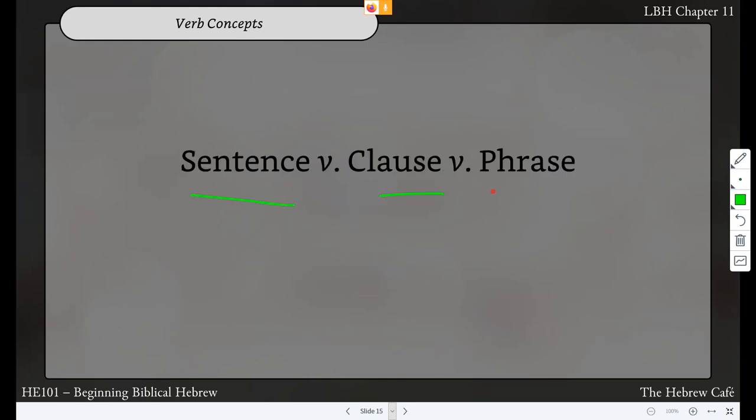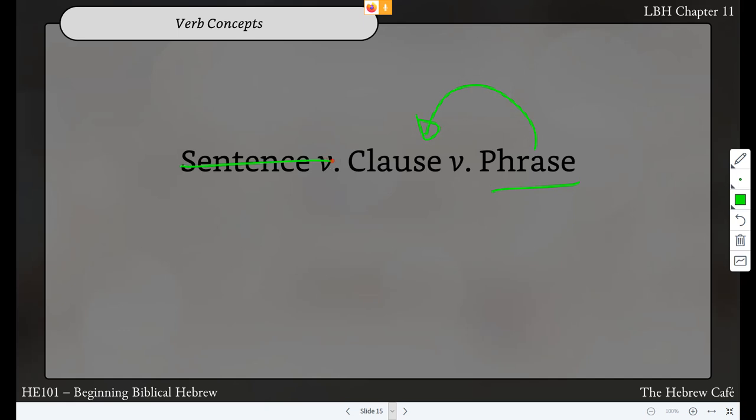Sentence versus clause versus phrase. This comes down to linguistic classifications. It's not the biggest deal in the world. Every sentence is a clause, but not every clause is a sentence. Phrases play into clauses. You have a noun phrase, prepositional phrase, adverb phrase, so many different types of phrases in syntax that come together to form clauses. And then sentence is just a nice word that we like to use for an independent clause.